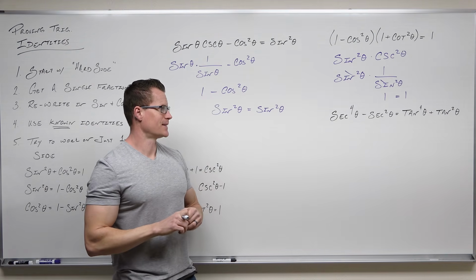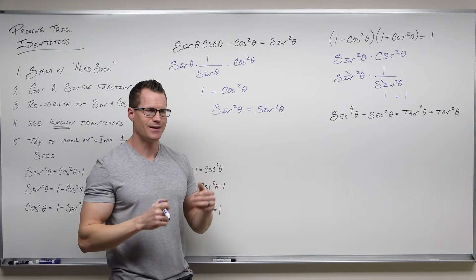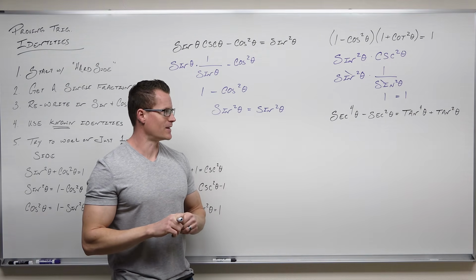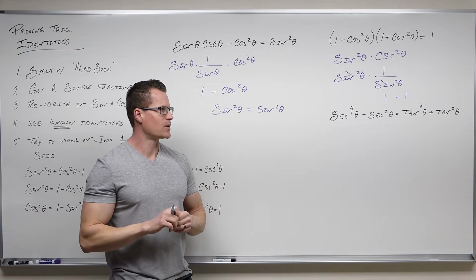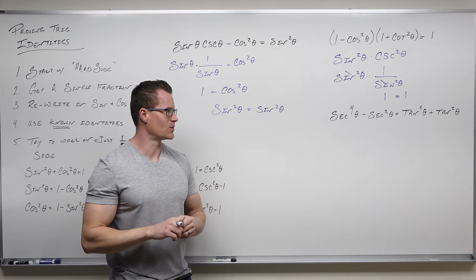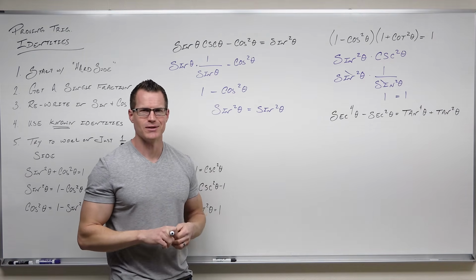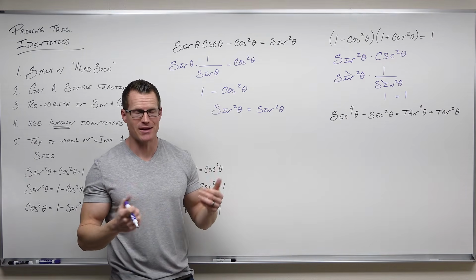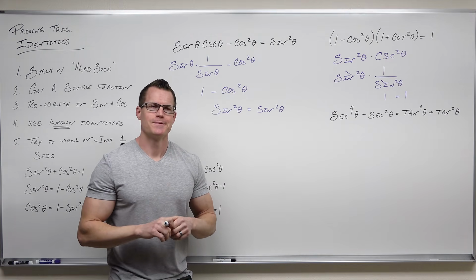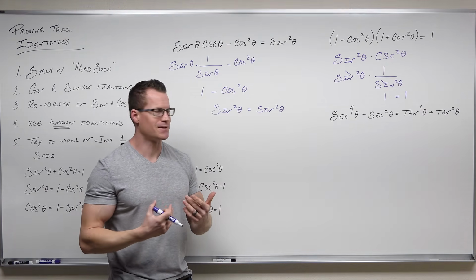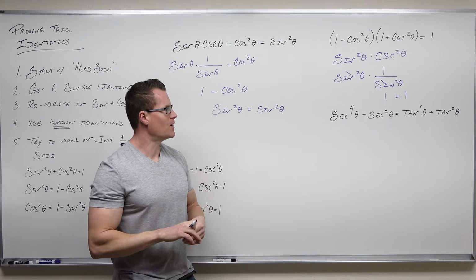Okay, so secant to the 4th theta minus secant squared theta equals tangent to the 4th theta plus tangent squared theta. Don't you wish you could just go, sure, nailed it? I believe you. They're all worked anyway, so why do I need to prove it? First, because it's good for you. And it doesn't feel good for you sometimes.